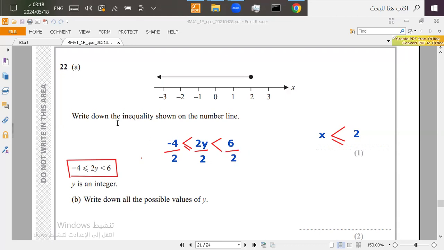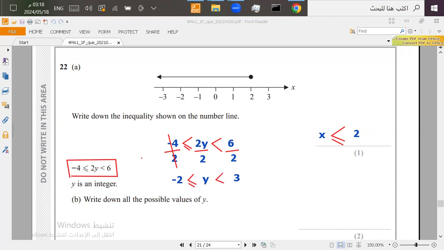inequality. Now, after dividing this by 2, this one will become -2. Let's write it here. And then this one will become y. And this one, 6 divided by 2, is going to be 3. Now I write the inequality signs. So this one is like this. And this one is like this.